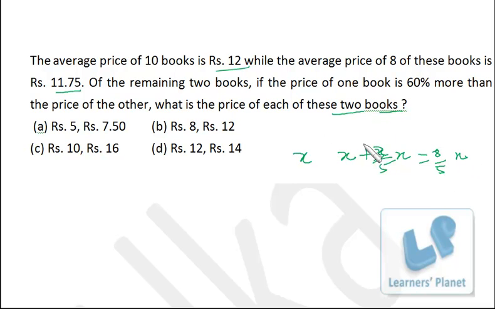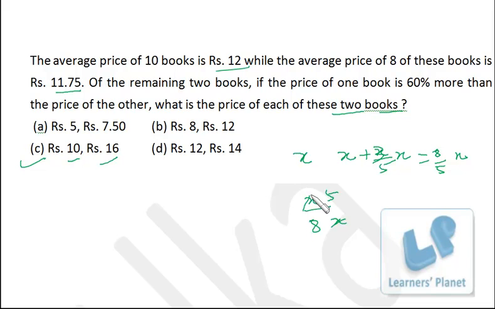So what is the ratio of the pricing? That is X by 8 by 5X. So the ratio should be 5:8. So among the options, this is the only option that is giving the same ratio, that is 5:8. So it is 10 and 16. So this way you can do this problem without the actual solution, just by this method, right?